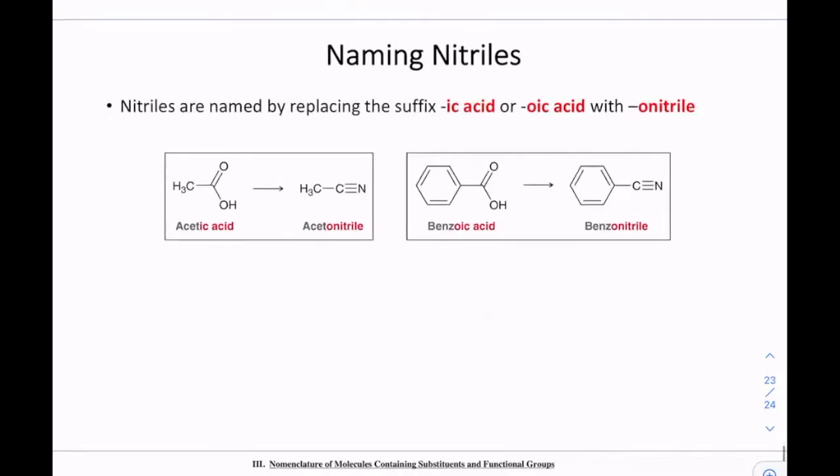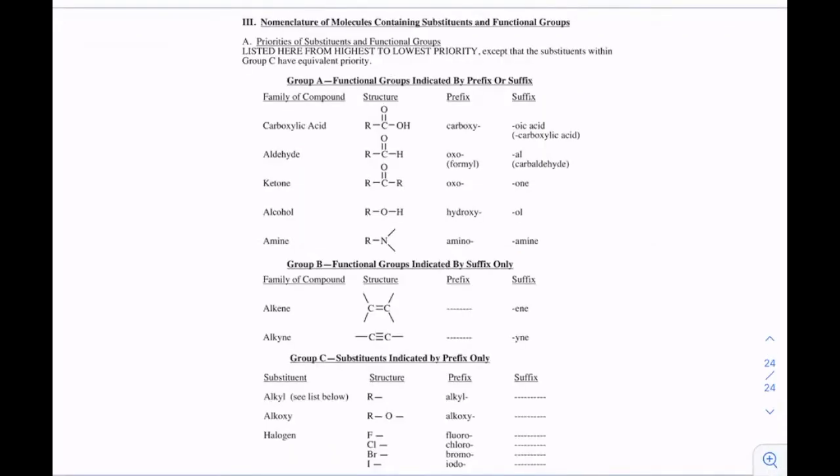I will not ask you to ever name nitriles, but if you see this name, then you'll recognize it as a nitrile. We replace the ic acid or the oic acid of a carboxylic acid with onitrile. So if we have acetic acid, it becomes acetonitrile. Now that is a common organic solvent, so you should probably be aware of that one. Benzoic acid becomes benzonitrile.